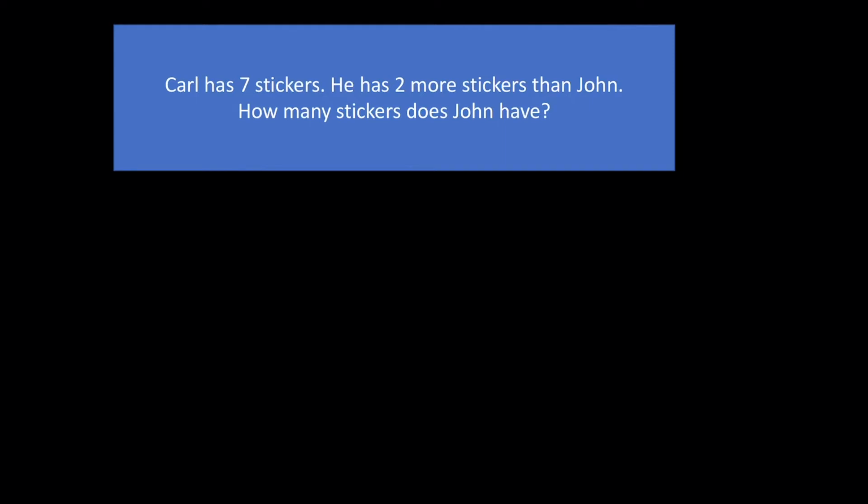So in this problem, Carl has 7 stickers. He has 2 more stickers than John. So how many stickers does John have? The first thing I'm going to do is underline this right here, because that is what I am trying to find. So John has blank stickers. This might seem silly to write out the statement of what I'm trying to find, but as you move up and up and up in math, you're going to have more and more challenging problems with multiple steps. It's important to stay focused on what you're looking for.